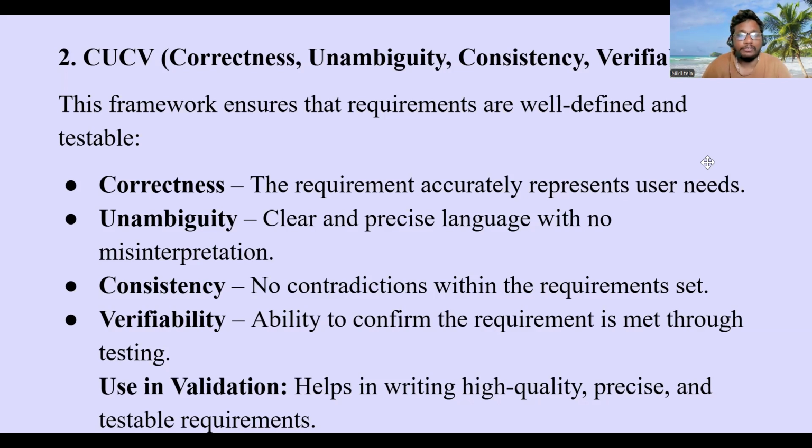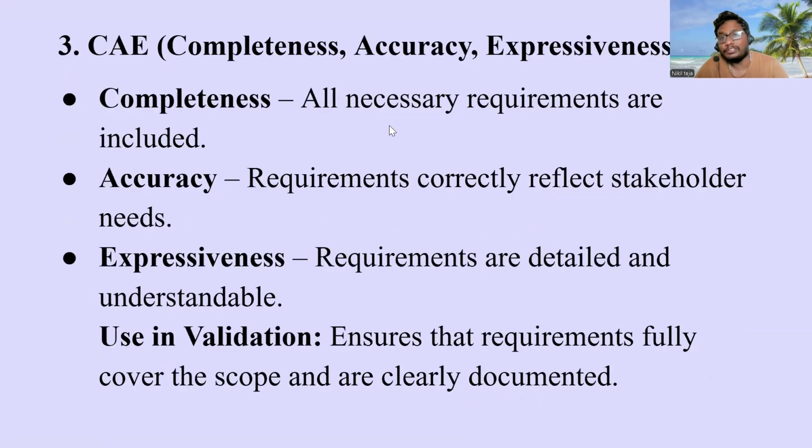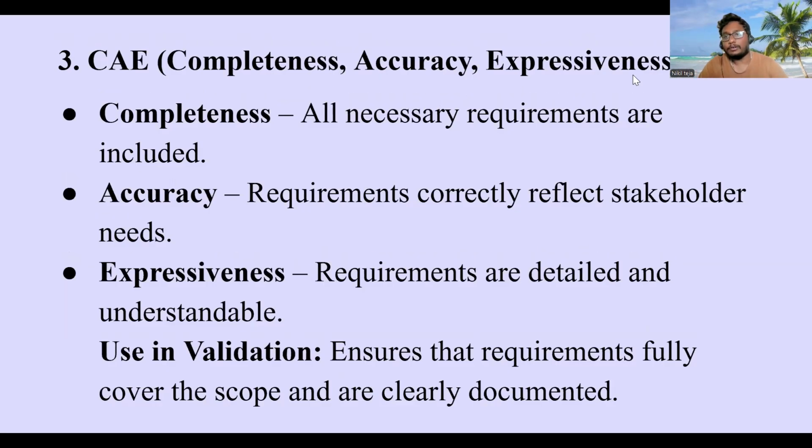This is about CUCV. The next framework is CAE: completeness, accuracy, and expressiveness. Completeness: all necessary requirements are included. It should be complete for software development. All the requirements should be complete in order to make the software. So it should be completeness.